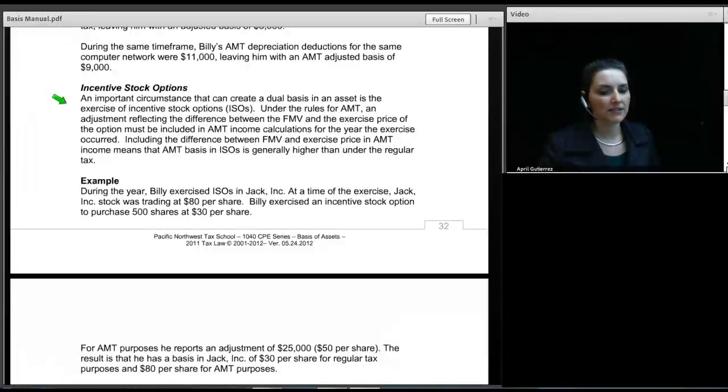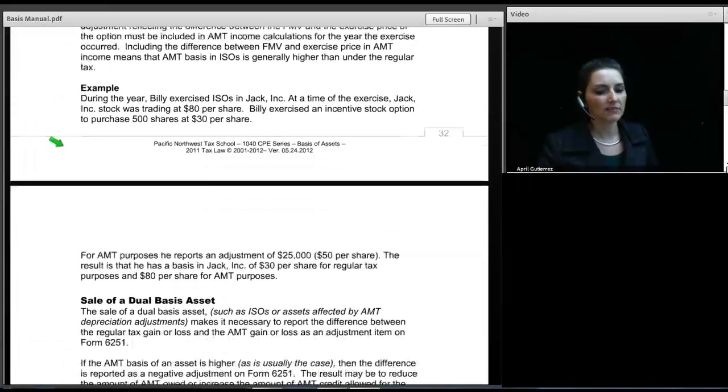Incentive stock options, let's look at an example there. During the year, Billy exercised ISOs in Jack Inc. At the time of the exercise, Jack Inc. stock was trading at $80 per share, but Billy exercised an incentive stock option to purchase 500 shares at only $30 per share. So there's a $50 spread there. Under the alternative minimum tax rules, that spread of $50 has to get added to 6251 as income, and Billy's responsible for paying tax on it.